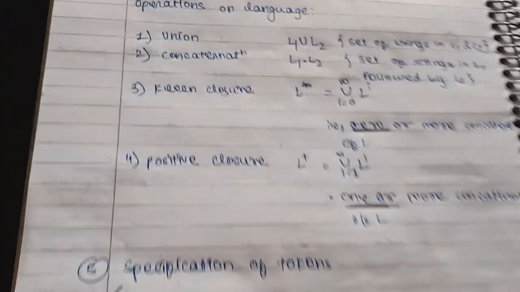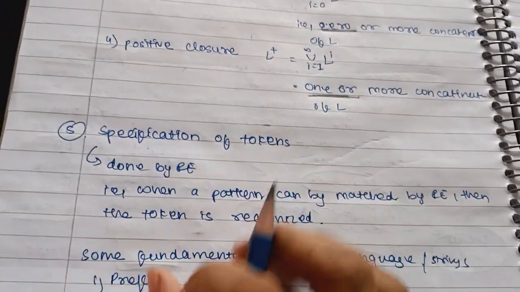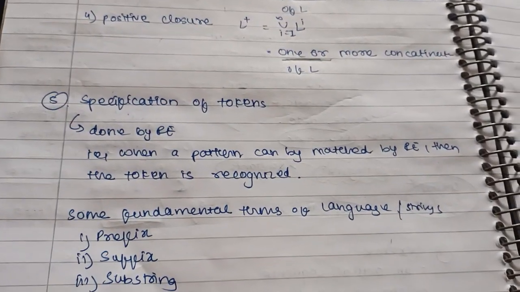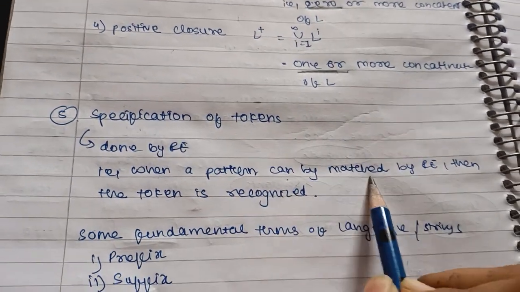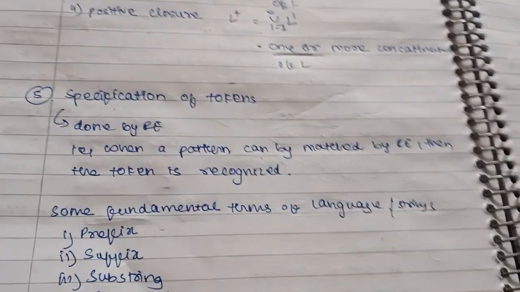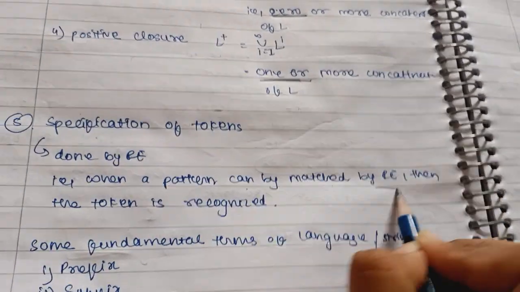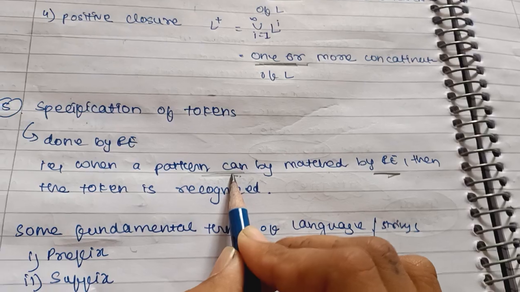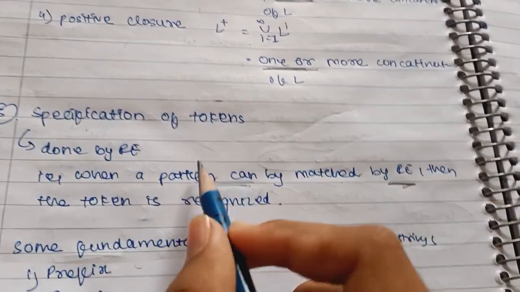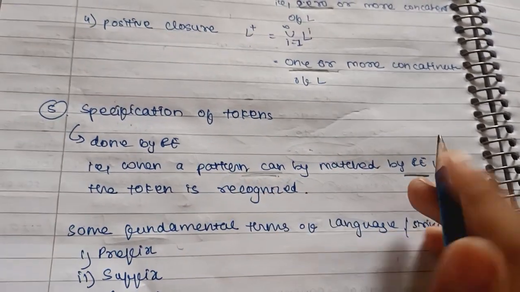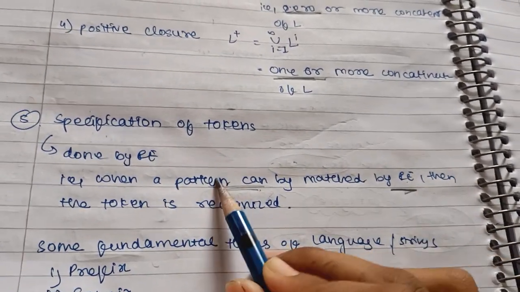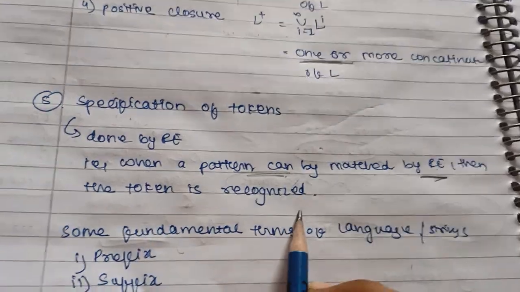Then next we have specification of tokens. We specify the tokens using regular expressions, that is RE. When a pattern can be matched by an RE, the token is recognized. Whenever we match the regular expression with the pattern, we mainly use finite automata and transition diagrams, but mainly it is that when the RE is matched by the pattern, we say that the token is recognized.